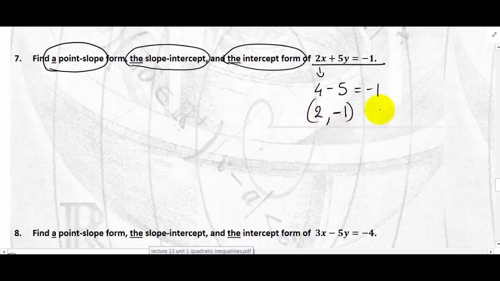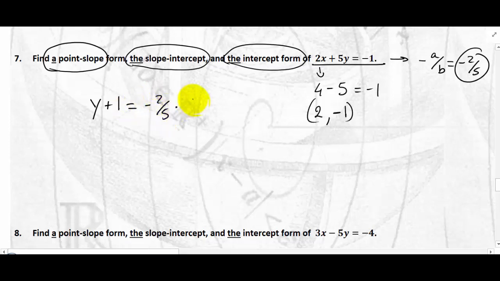And so I also need my slope. All right, let's get the slope. The slope is negative a over b. And so negative a over b is negative 2 over 5. Here we go. Here's a slope. Here's a point. Here's a point slope form. y plus 1 equals negative 2 over 5 times x minus 2. All right, here we go. That's a point slope form. That's here, number 1 right there. Number 2, slope intercept.